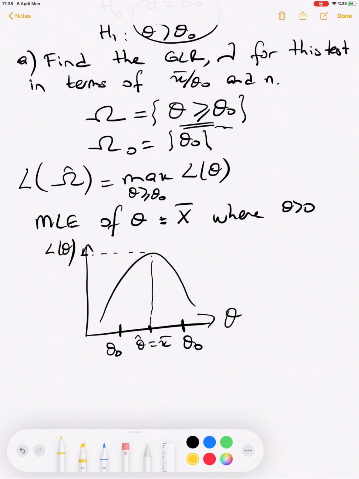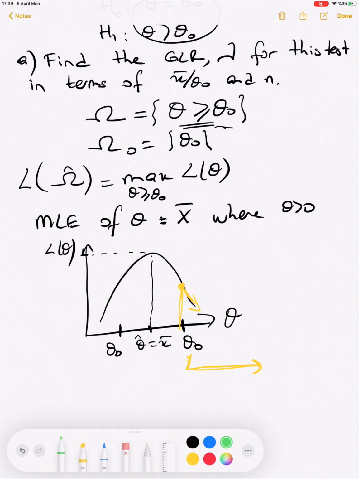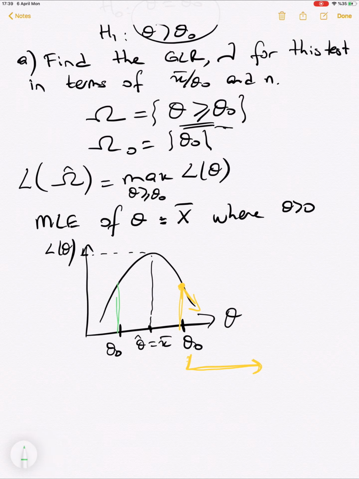So if we have the case where x bar is less than theta 0, our parameter space will be this area. Then the maximum point that the likelihood function can take will be L theta 0, because the likelihood function drops after that. But when we consider the case that theta 0 is less than x bar, the maximum value that the likelihood function can get, because we are using this region, can be obtained at L x bar.